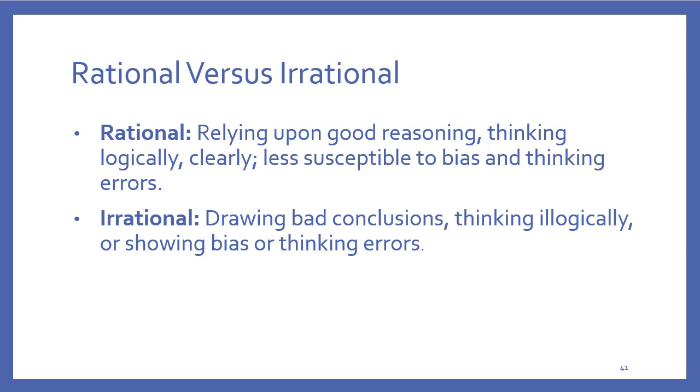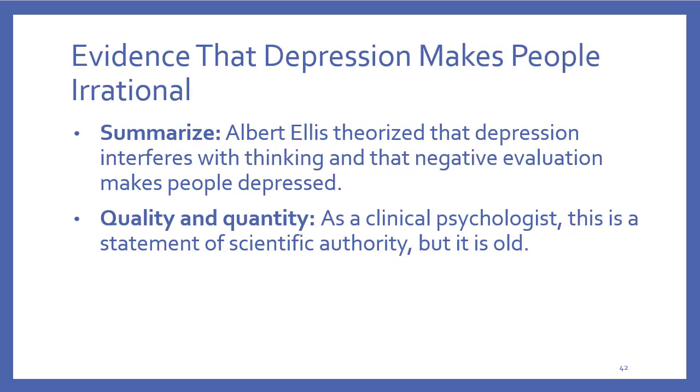And then irrational, again, is what I mentioned earlier. We have bad conclusions that we draw. We're not thinking clearly. Maybe we're basing our thoughts on some kind of bias or thinking error, or we have an emotion that has completely taken over, and we're trying to justify our emotions, so we change the way that we think about something to justify emotions, not the other way around. Okay. So we have some evidence about depression making people irrational.